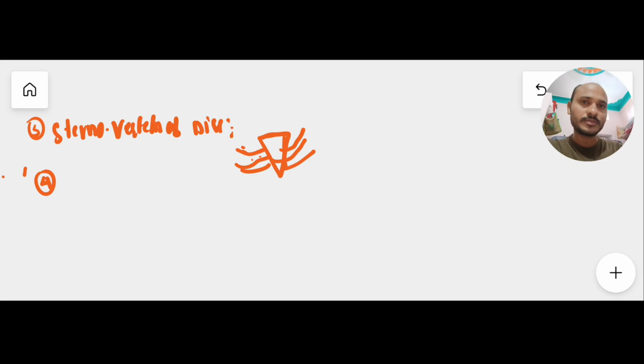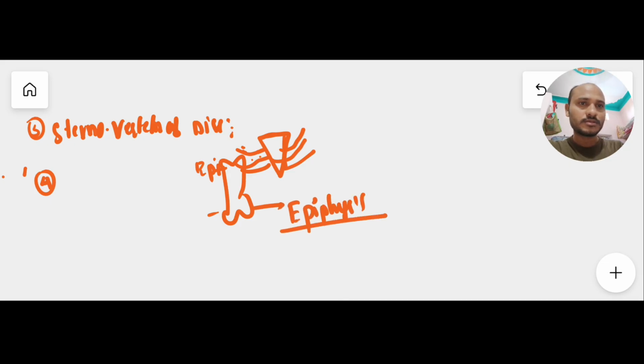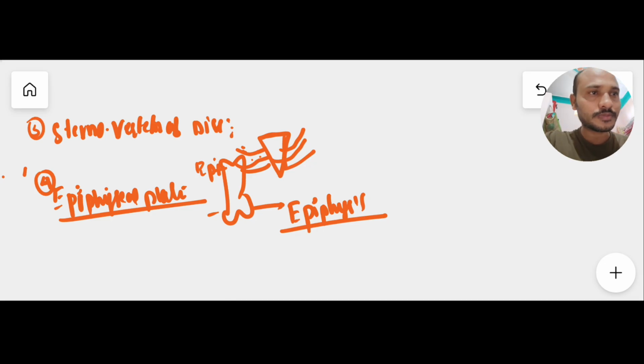Now coming to the fourth and last important one, which is present at the epiphyseal plate, at the end of the long bone. Generally we have a long bone like this, and the end of the long bone is called the epiphysis. At this region we have a type of joint called epiphyseal joints, which are nothing but cartilaginous joints. So here we have the physeal plate only. These are the important four regions where we see cartilaginous joints.